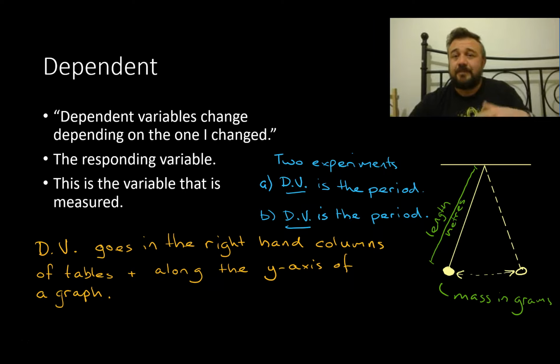So when we talk about experiment A with the mass, mass might be 10, the period is like 0.4 seconds, mass 20 goes along this way, and the period will be about 0.4 seconds. Mass 30 grams will be here, and so forth, still about the same spot. So we go across for the x-axis with the independent variable, and up or down with the y-axis for our dependent variable.